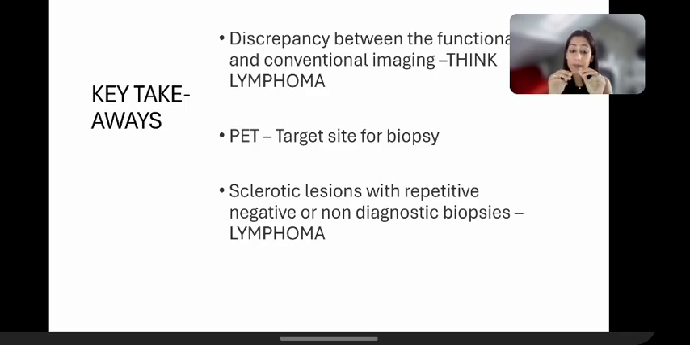So always be careful if you have sclerotic lesions with repetitive negative or non-diagnostic biopsies. Do not just forget about it. You've biopsied, you've done your best. I don't know what it is, but there is a pathological process. So follow it up, and one way you can keep following it is by doing a PET, finding the PET avid area, and then needling that area.